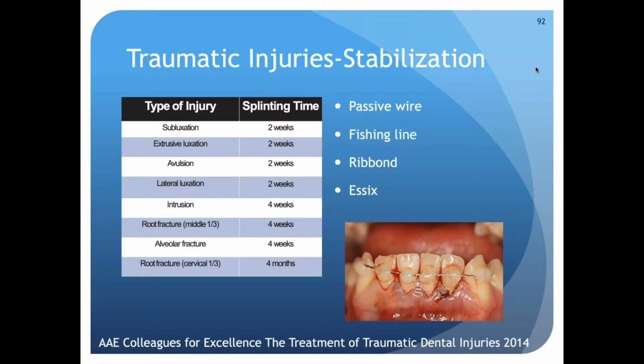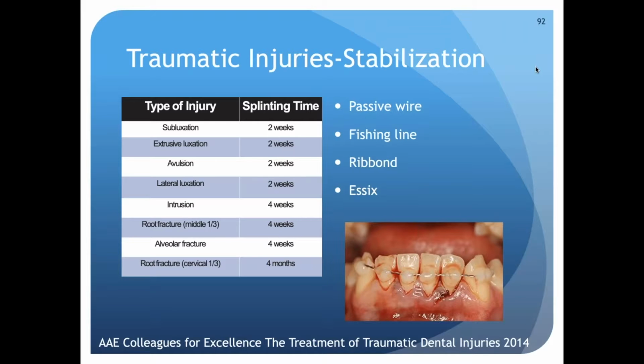So again, just kind of go over this table here that's in this Colleagues of Excellence again, your splinting time. So some things you can use for splinting: passive wire if you have braided wire or some kind of orthodontic wire, like a really light 9-tie wire. Heavy test fishing line. I've used ribbon before. That's really nice. That can be difficult to clean up sometimes depending on the situation. Or an Essex retainer if you don't have anything else.